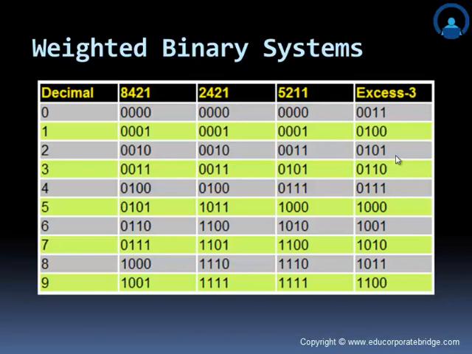Similarly, we can check XS3 code also. Before moving on to XS3 code, let's check 2421. This 2421 can also be said to be a sequential code, as you can check. The first 3 bits from the left are the same and the last bit from the right is 0 and 1. That is, again, these numbers differ from each other by 1 bit, hence it can be said to be sequential.